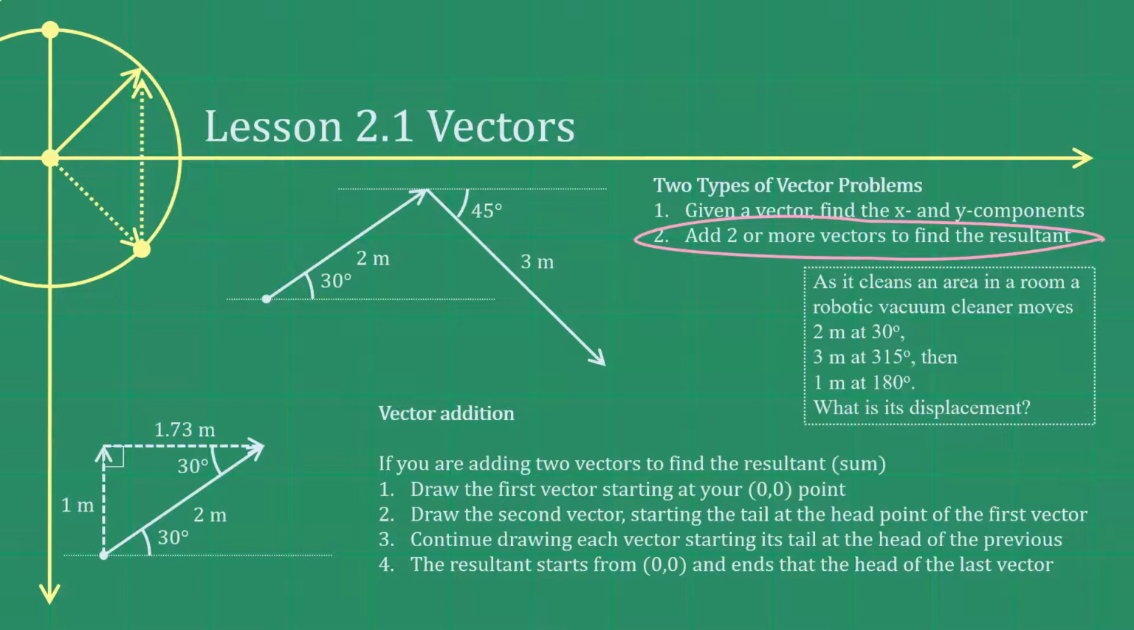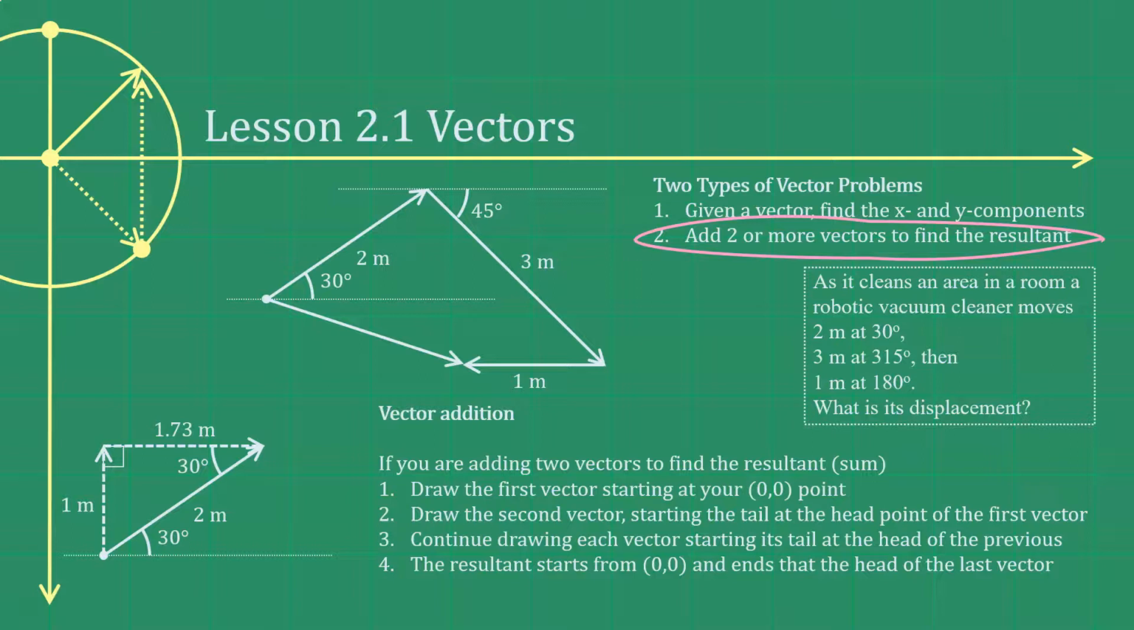And then lastly, I have a 1 meter vector at 180 degrees, but that's just a vector pointing directly to the left. So I don't have to write down any angle values associated with it. It doesn't have an angle from the horizontal. So that's easy for me to note here. And then I'm going to draw in my resultant vector. Now, I don't know what my length or direction of my resultant vector is. That's what I'm trying to find.